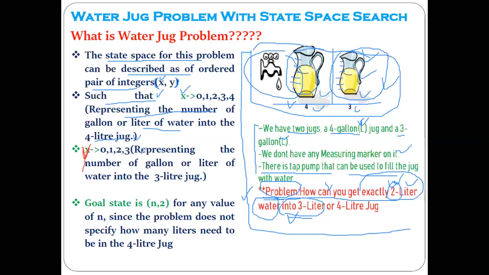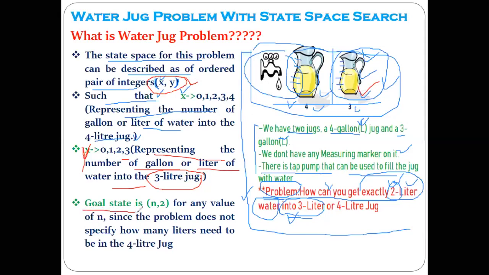Here, Y indicates the 3 liter jug, representing the number of liters of water in the 3 liter jug. So Y represents the second jug, which has a capacity of how much? 3 liter. Okay, understood the meaning of this ordered pair of integers? Yes, sir. Okay. X represents the 4 liter jug water, Y represents the 3 liter jug water.